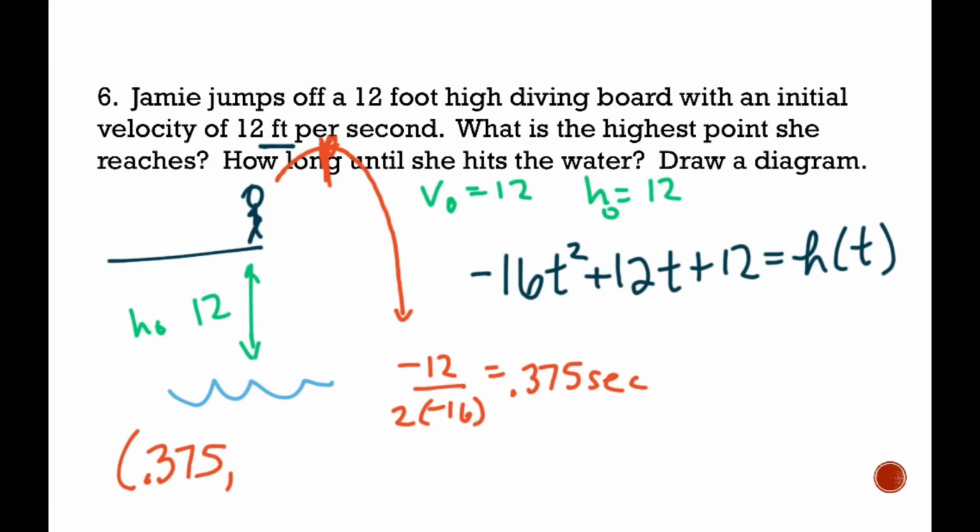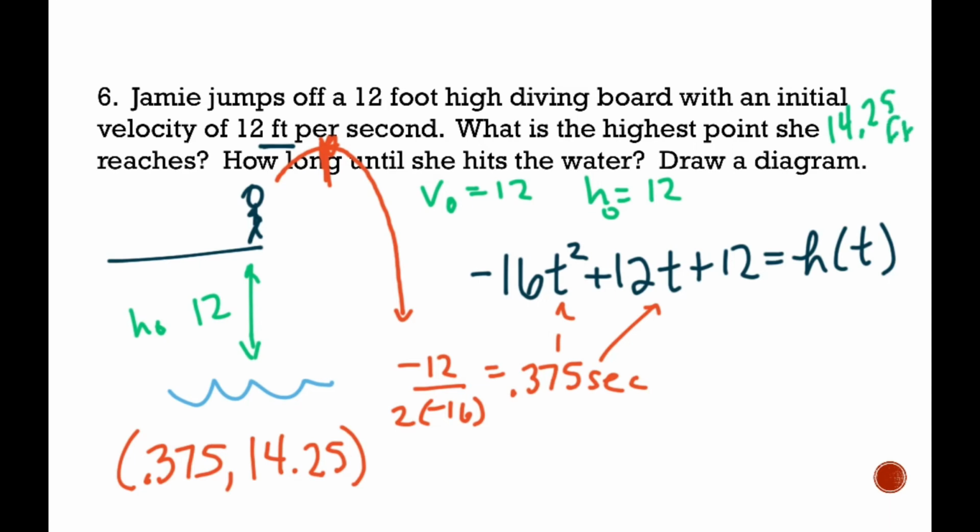But how high is it? So I would have to plug this back in for t because that's my time. So I'm going to plug that back in. And I find out that it will be 14.25. So she's really only jumping like 2¼ feet off the diving board, so she's not jumping very hard. But that's how high. So that answers the first question. The highest point she reaches is 14.25 feet.